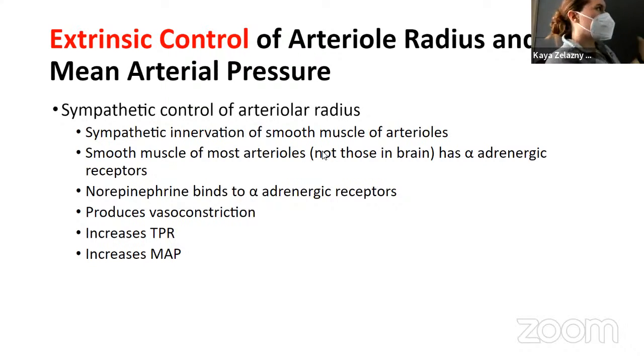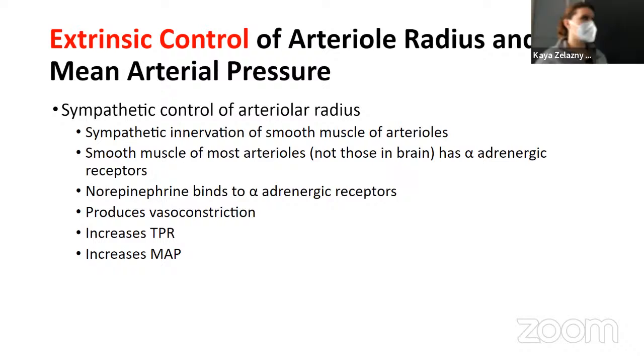So starting with the sympathetic control. The sympathetic innervation goes out towards the smooth muscle of the arterioles. It has a sort of general, widespread effect here. When we're thinking about most smooth muscle, our smooth muscle throughout most of the body has alpha adrenergic receptors.